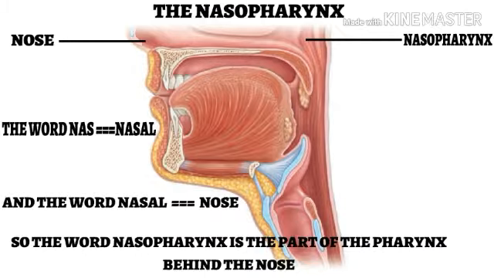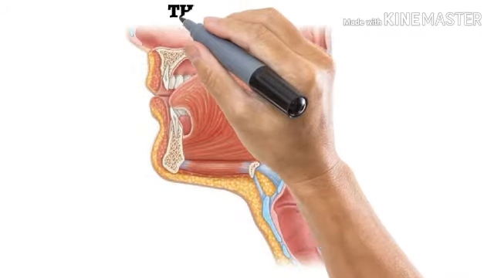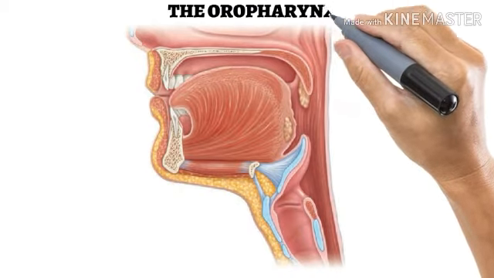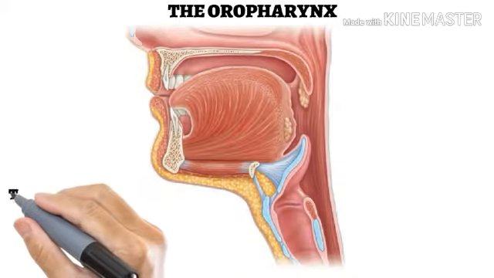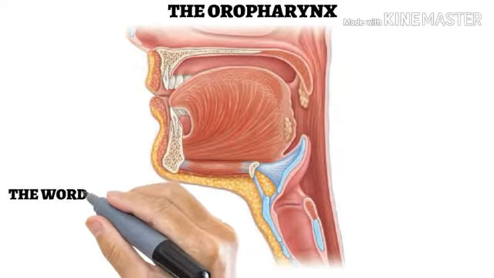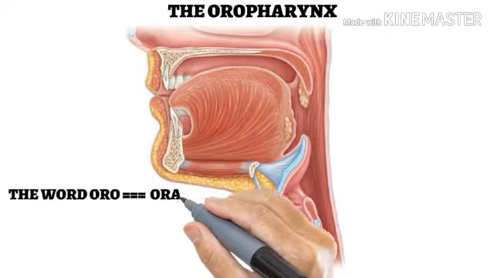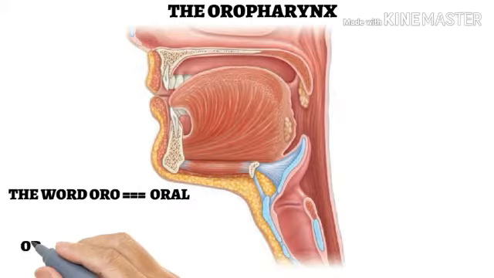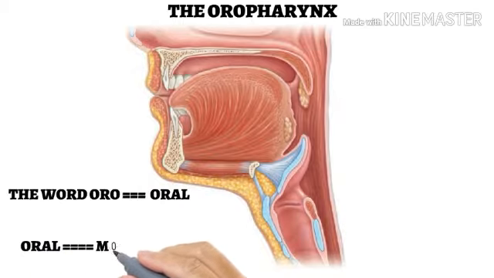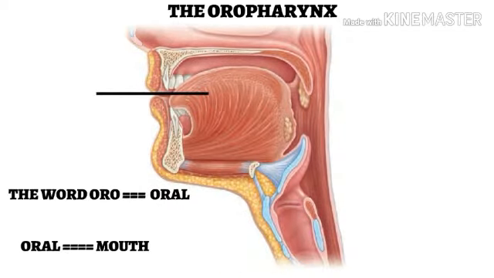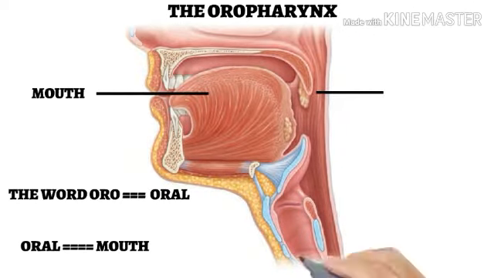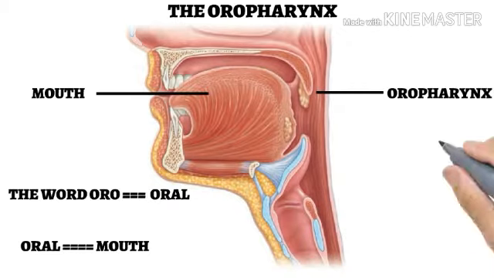The second one is the oropharynx. Now, the word oro in oropharynx denotes oral. Using knowledge of anatomical terms, the word oral means the mouth. So if we say oropharynx, that is the mouth, right or wrong? So if we move to the posterior aspect of the mouth, that exact place is the oropharynx. That is the part of the pharynx that lies behind the mouth.